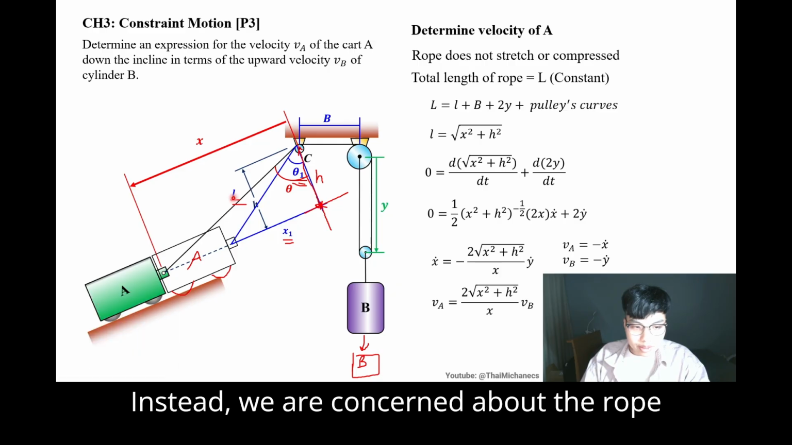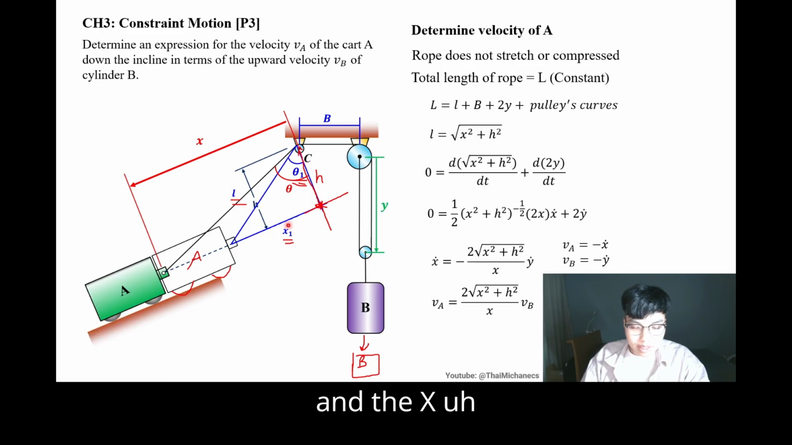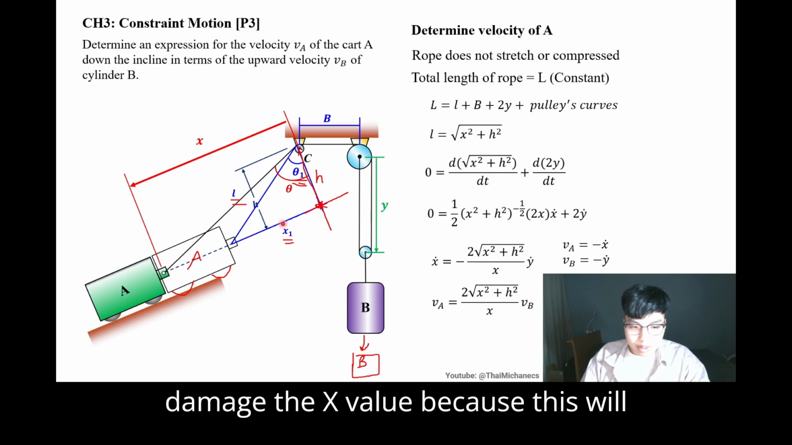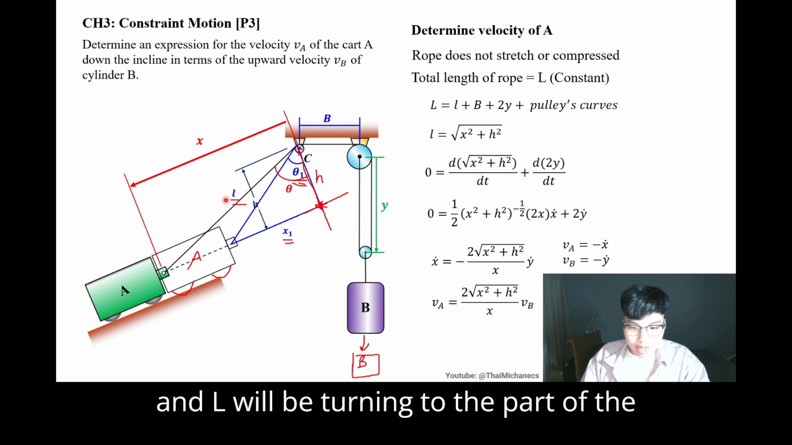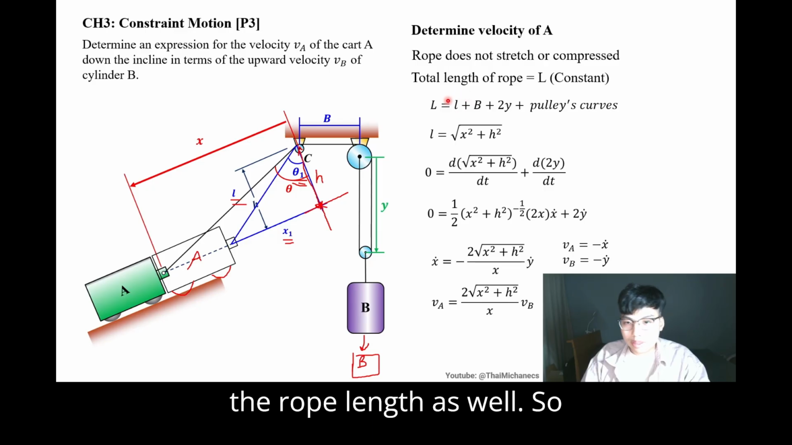Instead, we are concerned about the L and the x value, because this will turn into the velocity of x of the car A, and L will be turned into the part of the rope length as well.